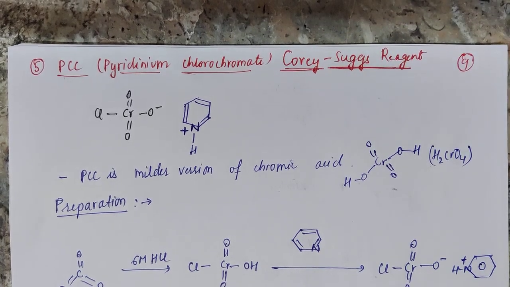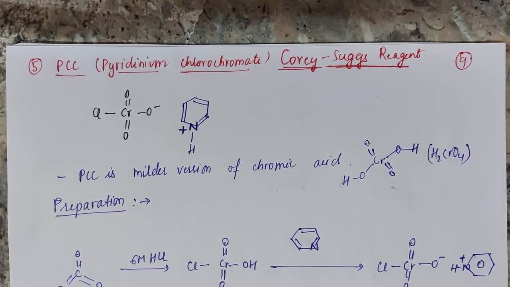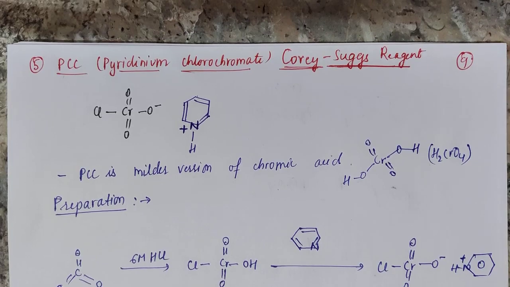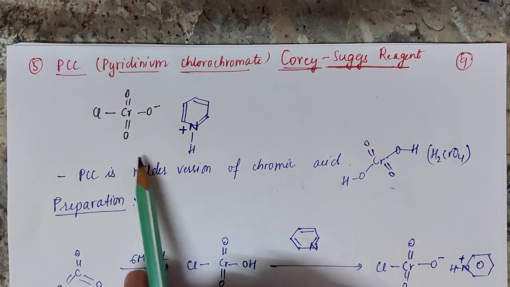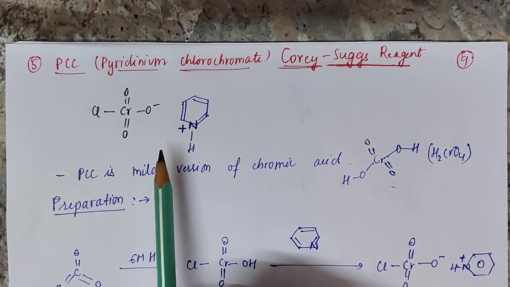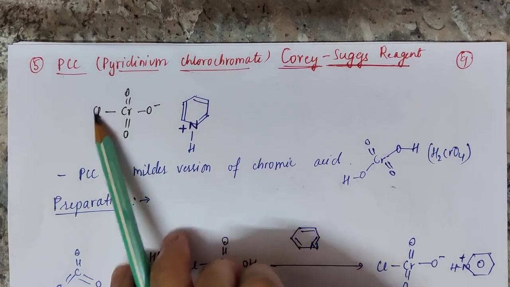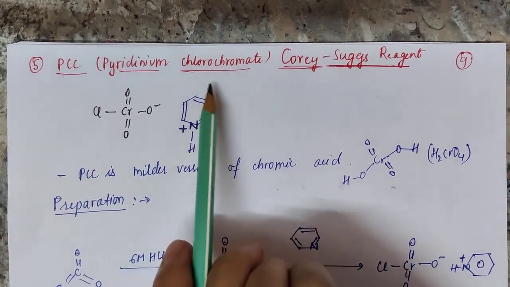Good morning class. Today we are going to study the next oxidizing agent, that is PCC. Full form is Pyridinium chlorochromate. There is an alternate name for this reagent, that is Corey-Suggs reagent. So this is the structure of Pyridinium chlorochromate. This is chlorochromate and this is pyridinium ion.